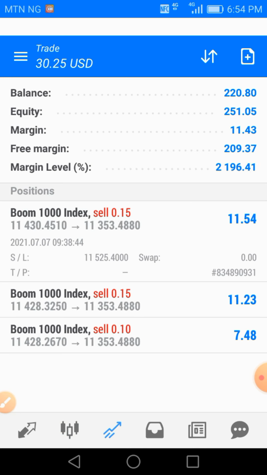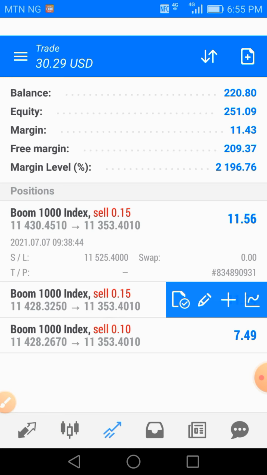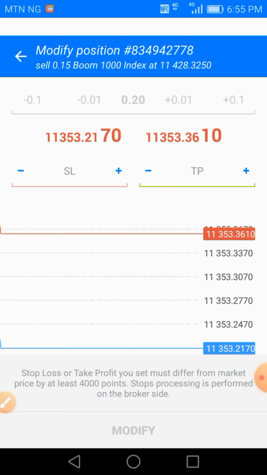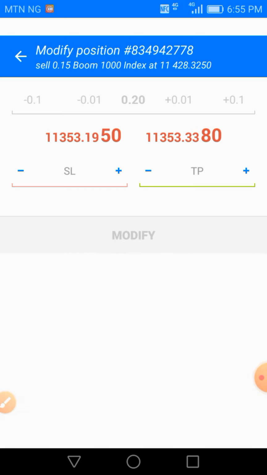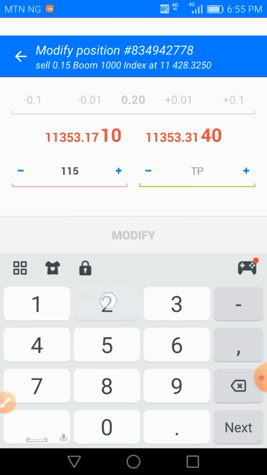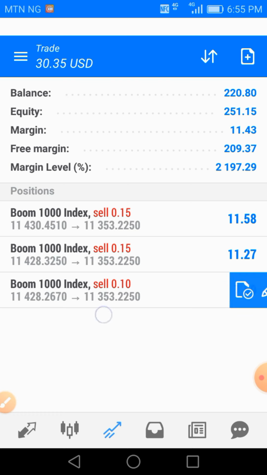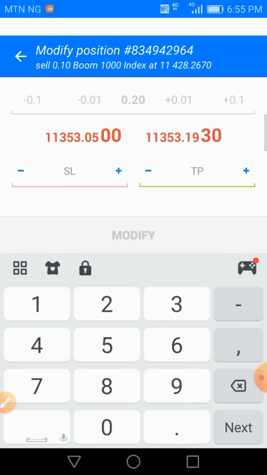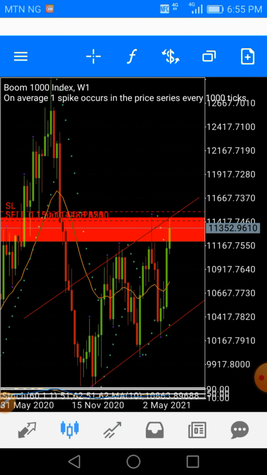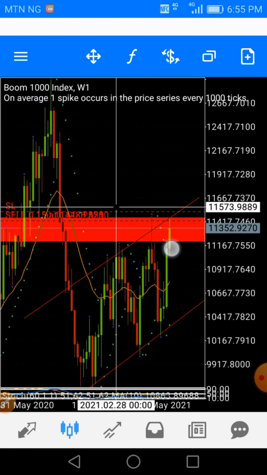And the stop loss on the first trade is 11525.4. So I'm going to put it for the rest, 11525.4. Right, then this one, 11525.4. So I just place my stop loss above the weekly candlestick, just here that you can see.